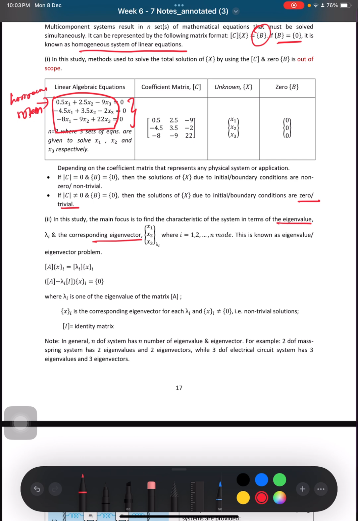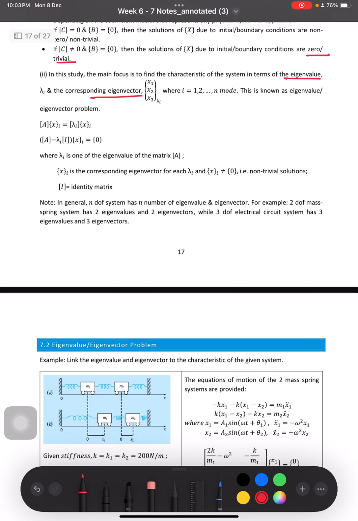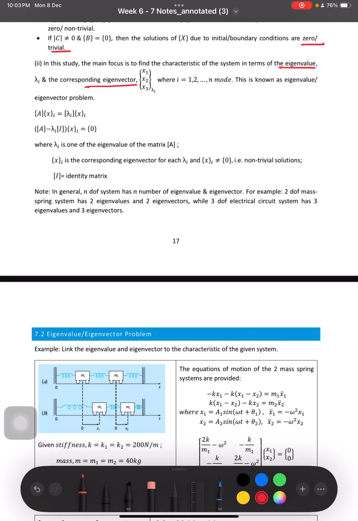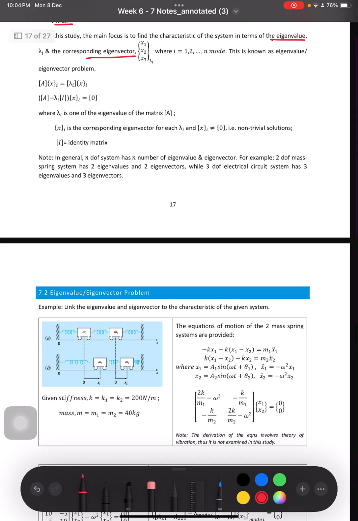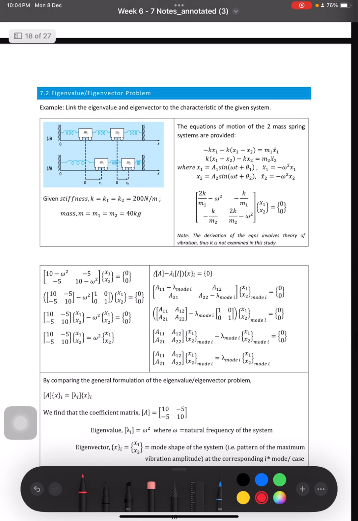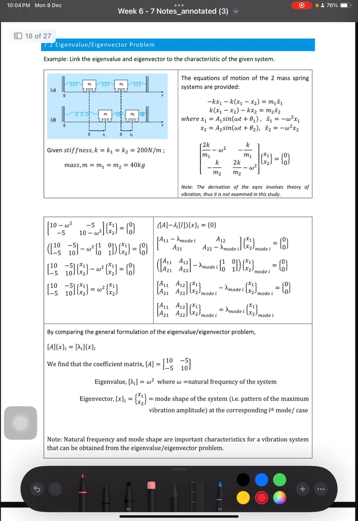Alright, in the situation where we have a homogeneous equation like that, we can solve it by multiplying the eigenvalue and eigenvector to the matrix in order for us to get the result. So I'll look into the eigenvalue and eigenvector problem.